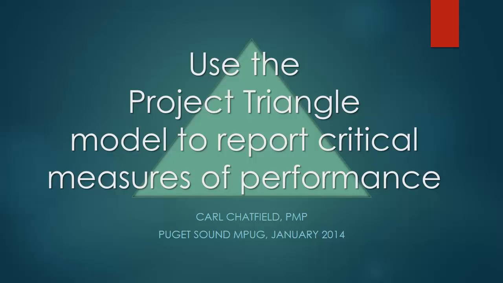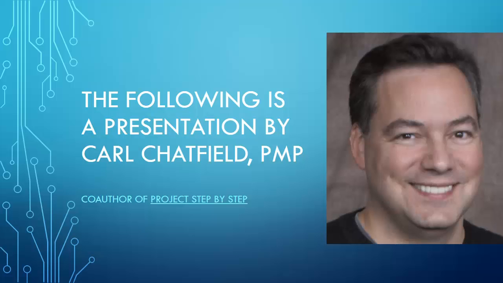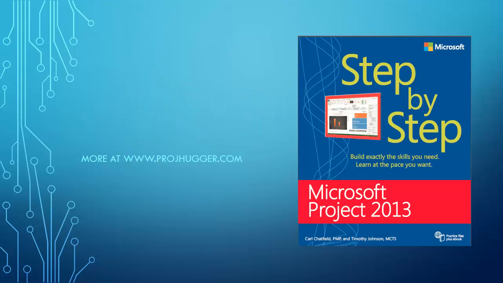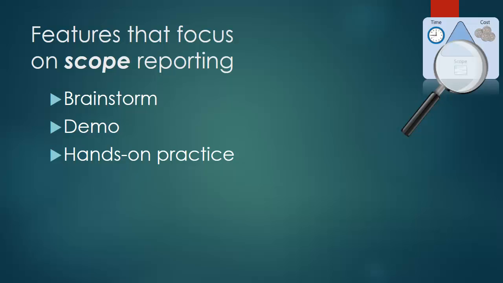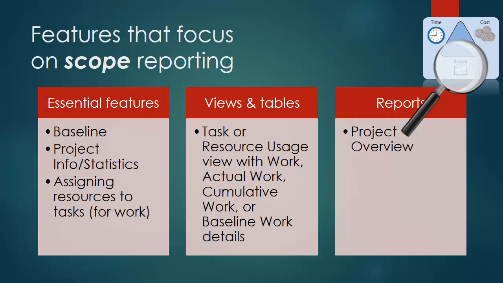Okay, now I want to move on to the final area of the triangle, which in some respects is the most slippery, as I said, and that is scope. Okay. So I'm going to just show you the list of features, and many of these we've already looked at, but the view that I think is most relevant when we're talking about scope of work is the task usage and resource usage, well, the two views. Super powerful views, not used nearly as much as I would expect, even by some fairly experienced project users.